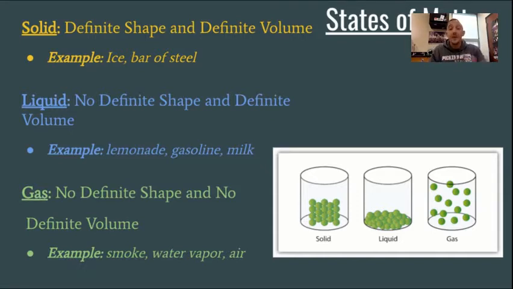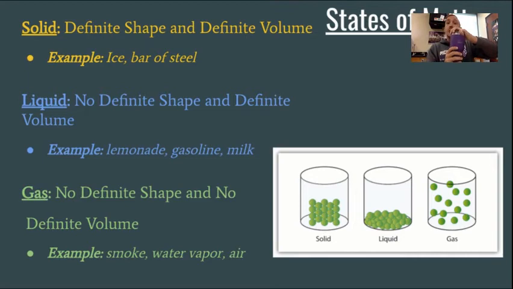Gas has no definite shape and no definite volume. Reason being, let's just say I have gas in my cup. So I have oxygen in here. It has no definite shape because it's going to take the shape of this cup. It has no definite volume because it's going to spread out to fill up the cup, right?